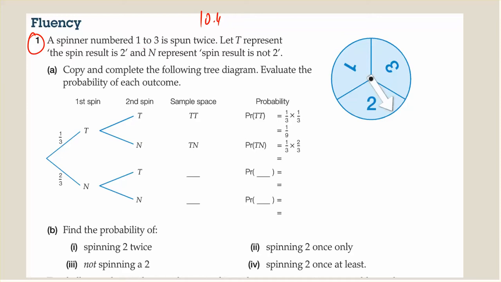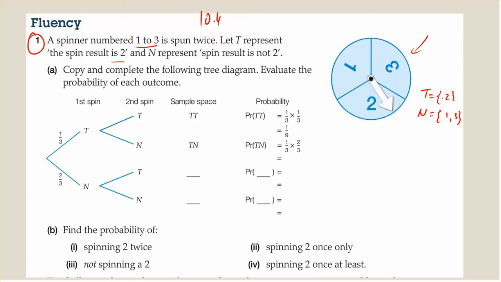So the spinner is numbered 1 to 3, or we can see it here. It's like a wheel of fortune. You've got 3 numbers on it. And let T represent the spin is 2. Okay, so if you spin a 2, that's T. So T means getting a 2, and N means getting a 1 or a 3. Okay, because it means getting a not a 2.